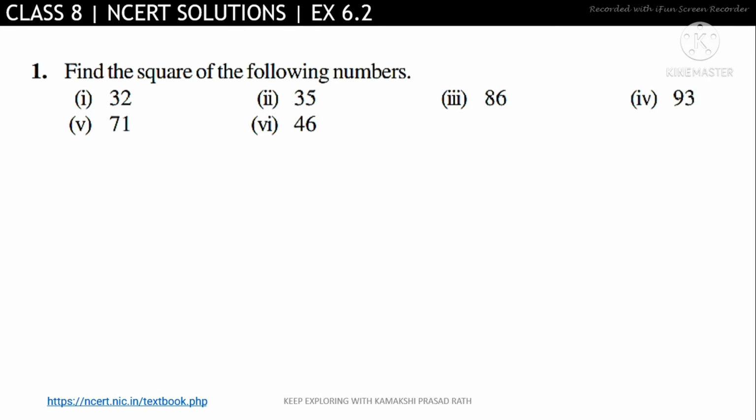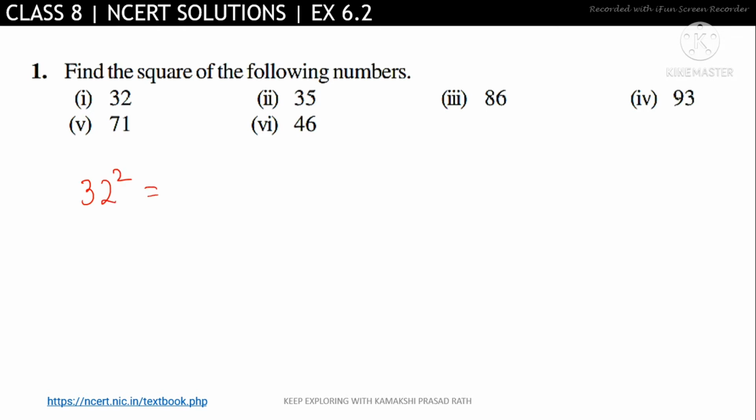Question number 1 says, we have to find the square of the following numbers: 32, 35, 86, 93, 71 and 46. But here we will not directly find the squares, we will use a property, that is the distributive property, and find the squares of the following numbers. So let's start here. We have the first number as 32. So we have to find 32 squared.